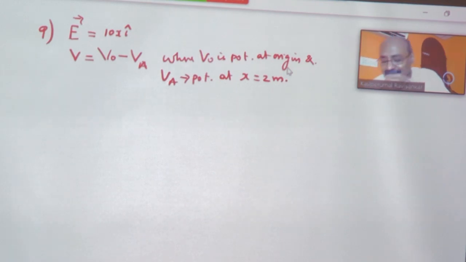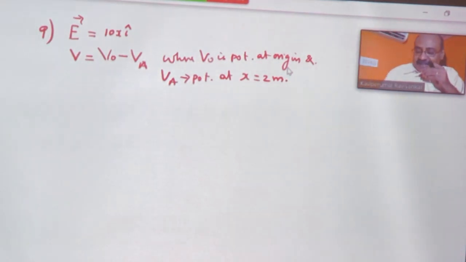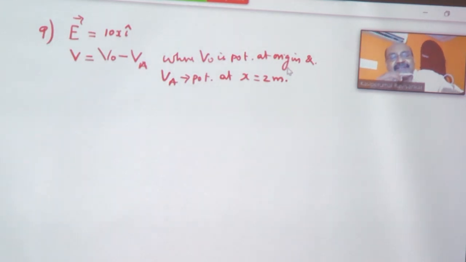What have they asked? An electrical field E is equal to 10x i along the x-axis exists in a certain region of space, and you are asked to calculate the potential difference. The potential difference is given as V0 minus VA, where V0 is the potential at the origin and VA is the potential at a distance of 2 meters. How can we calculate it?